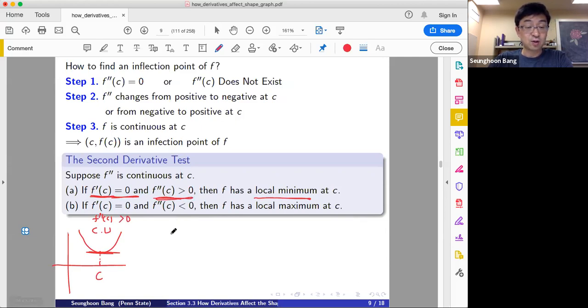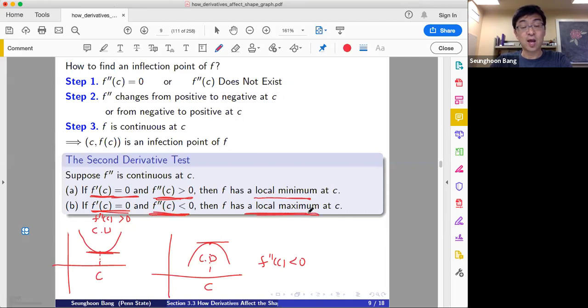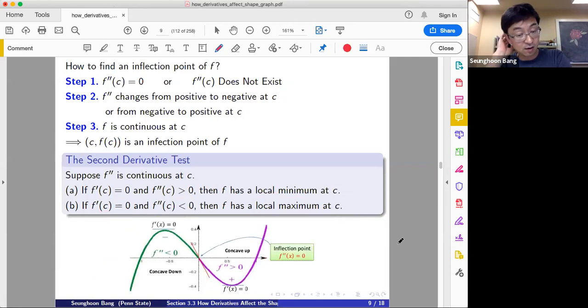Yes, true. The next one, the graph is like this. You can choose c and draw a horizontal tangent line at c. The first derivative at c is, yes, equal to 0. One more: this graph is concave down. What does it mean, concave down? The second derivative at c is less than 0. Concave down, less than 0. Yes, we have a local maximum. So we call this the second derivative test. That's good.